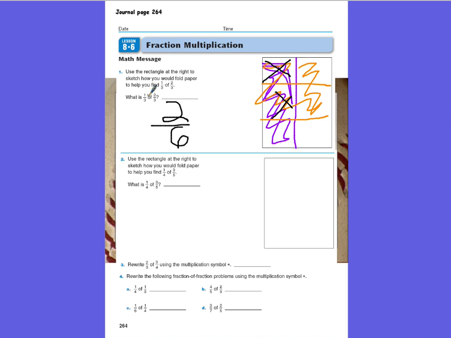Remember, yesterday we talked about how "of" is actually multiplying, and when we multiply fractions we multiply straight across. So 1 times 2 is 2, 3 times 2 is 6.